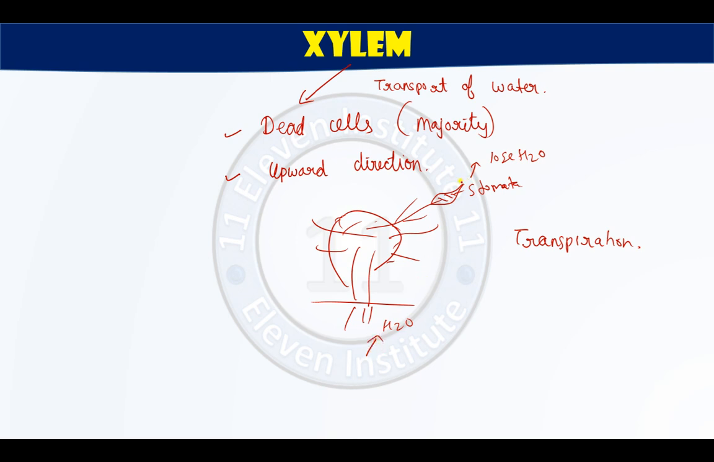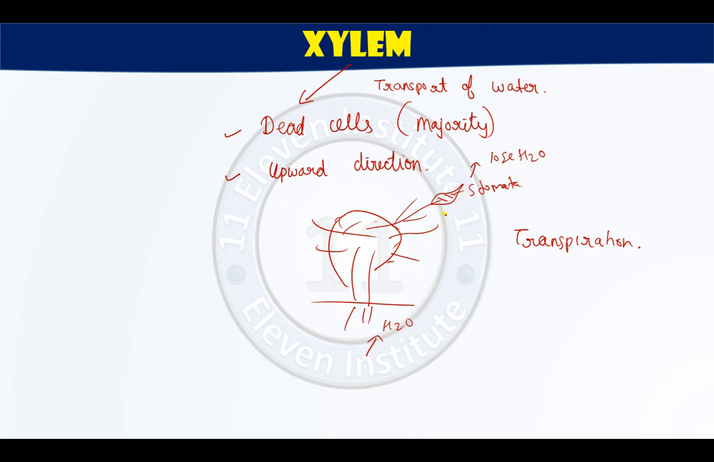So now the amount of water in the upper region is less, and the amount of water in the lower region is more. So due to this difference, the water will move from the higher concentration region to the lower concentration region. Simple diffusion or osmosis process, you can say. We have learned this previously.